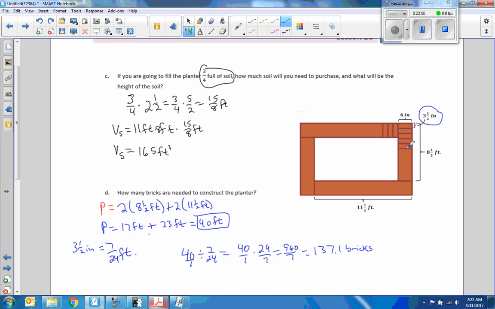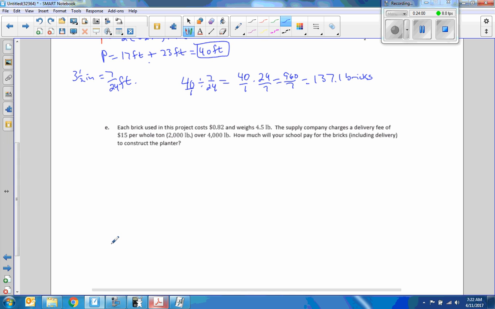Obviously this is not including the mortar that goes in between the grout. Now part E says, each brick used in this project costs 82 cents and weighs 4.5 pounds. The supply company charges a delivery fee of $15 per whole ton, which is 2,000 pounds, over 4,000 pounds. How much will your school pay for the bricks, including delivery, to construct the planter?